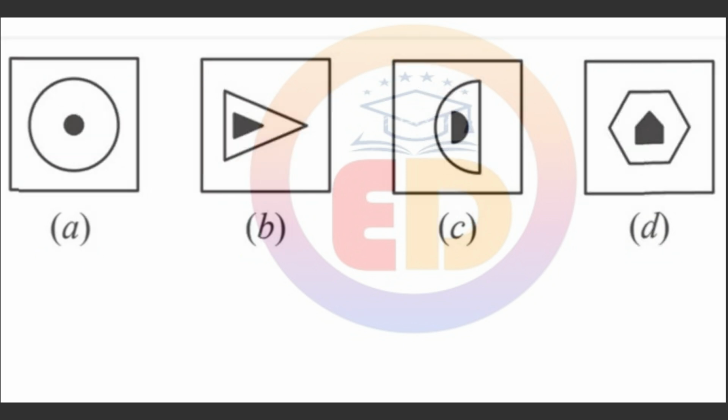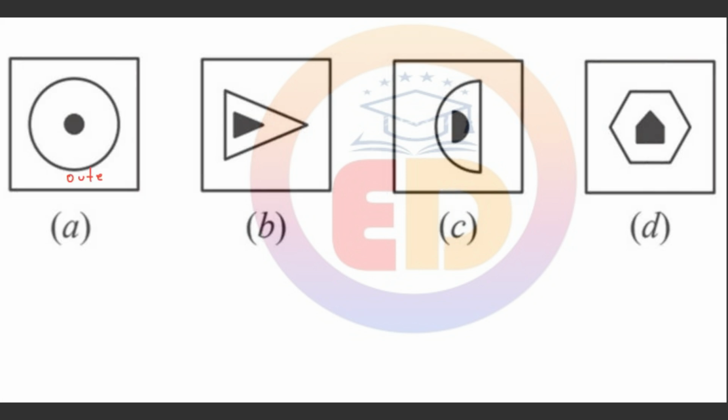In this question, we see that every figure has two elements. One is an outer element and another is an inner element, or inner shape. And we see that the inner shape and the outer shape are the same. In B also, the outer is a triangle, the inner is also a triangle. So inner shape and outer shape are the same.